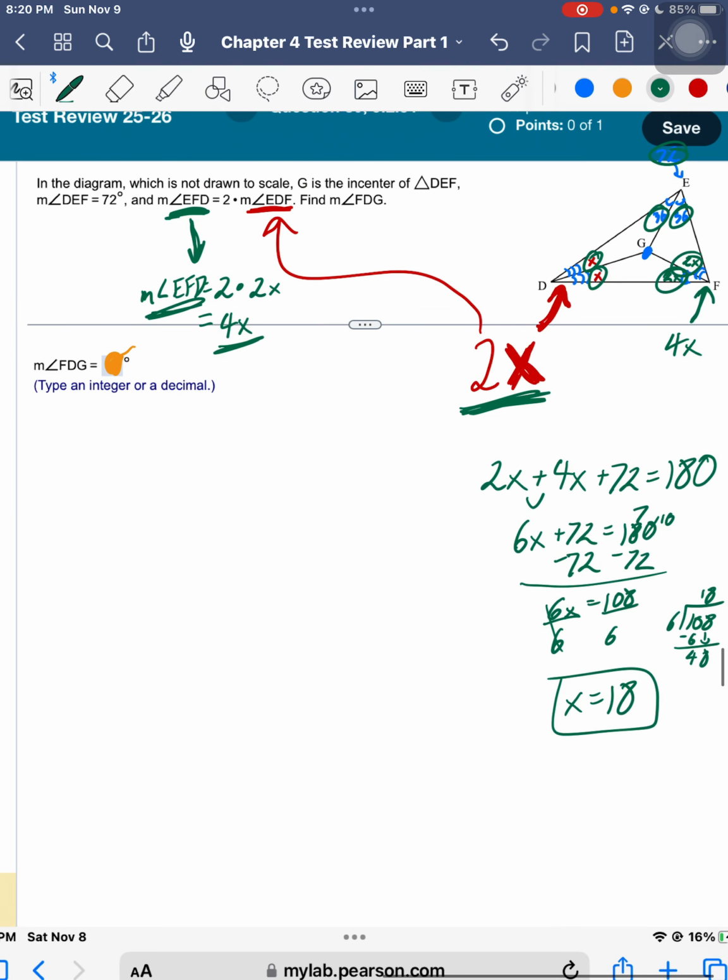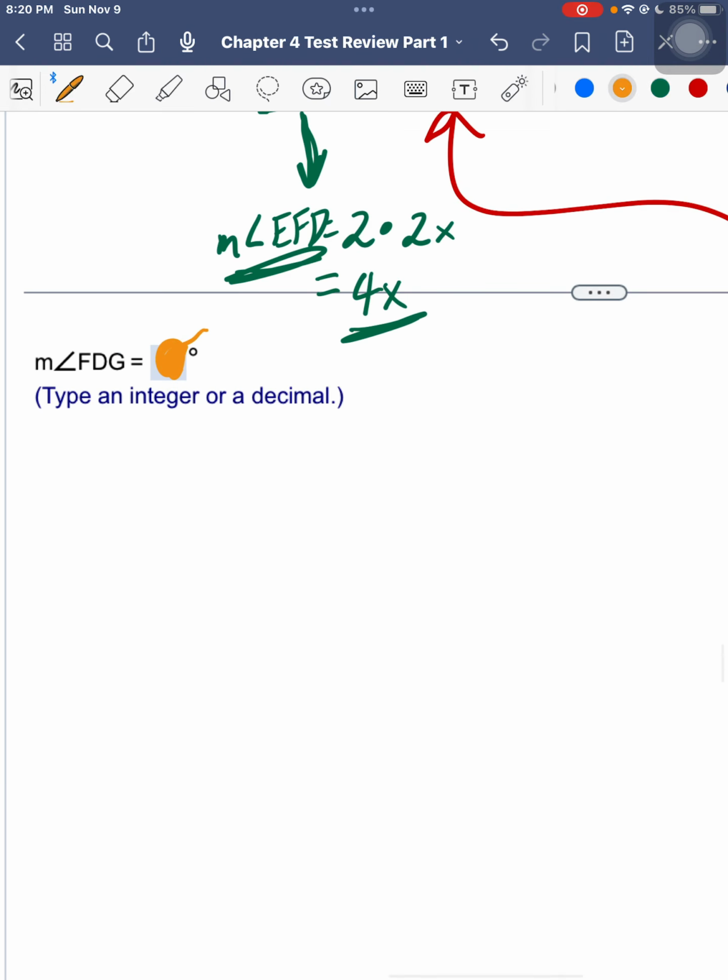So now, I don't want the value of x. I want the value of FDG. So what is FDG? So the value of FDG is actually x. So what is the value of x? 18. So my answer should be 18. This question is very hard, and this is a typical ELC question. So in class, if you want to go over it, we can, and that's okay.